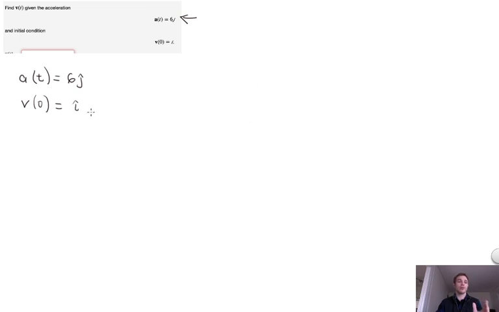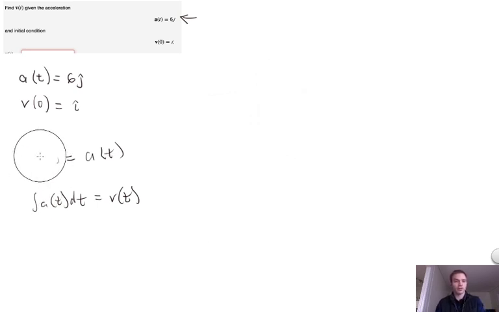How can we recover velocity from acceleration? All right, we have velocity in the x direction, the i, and we have acceleration in the j direction. How can we recover that? So we know that the derivative of the velocity function gives us the acceleration function, which means that the integral of the acceleration function gives us the velocity function, right? It's the fundamental theorem of calculus. So let's take the integral of this.